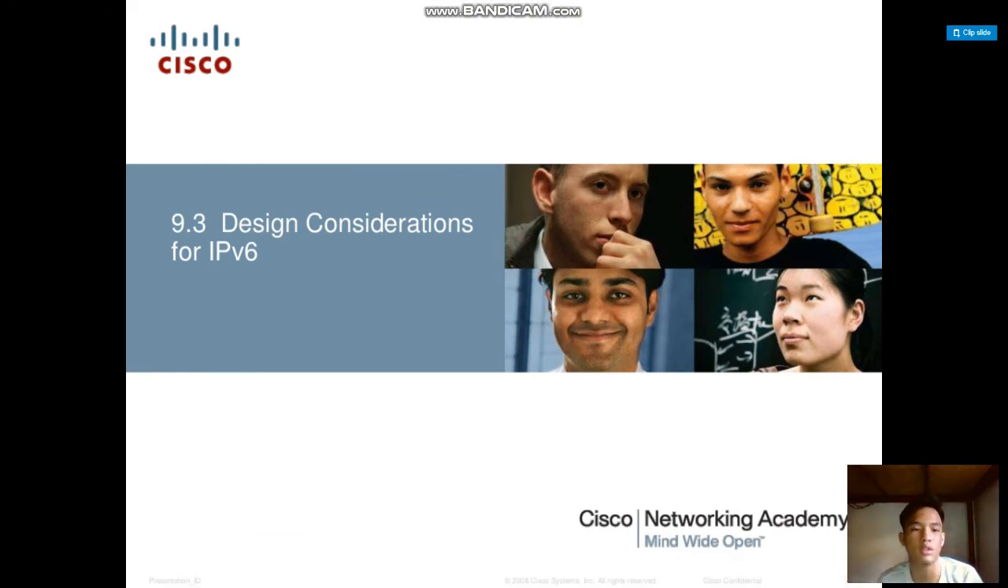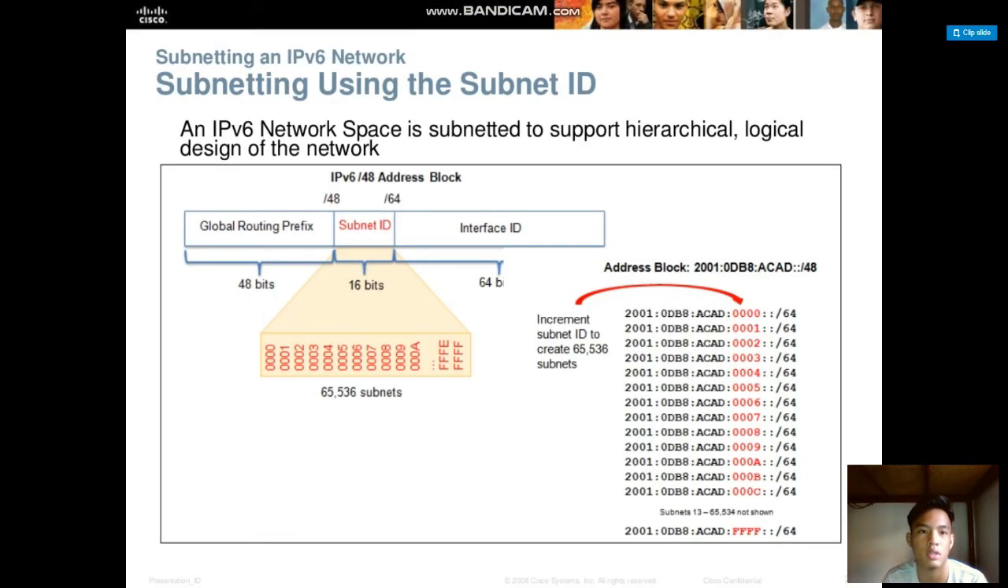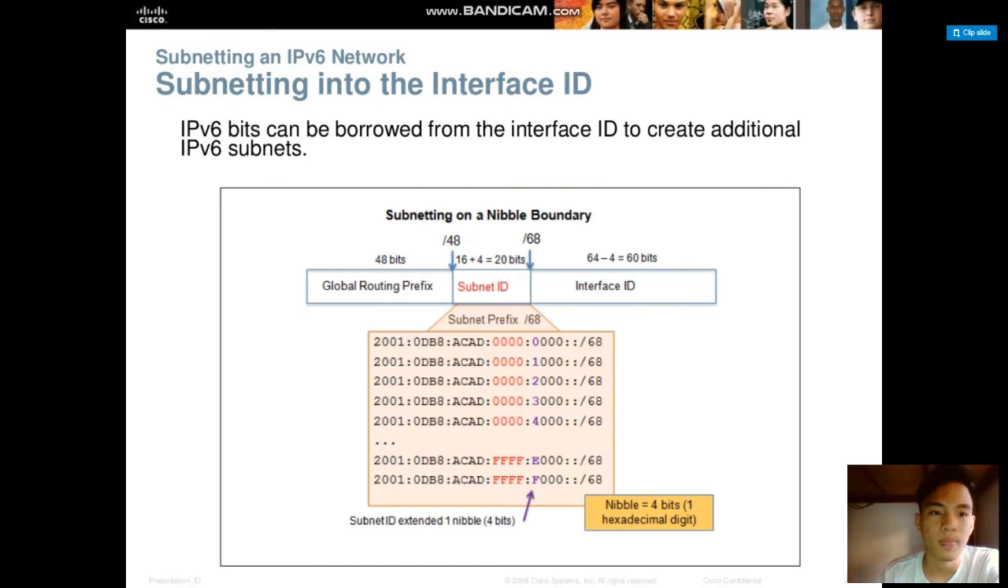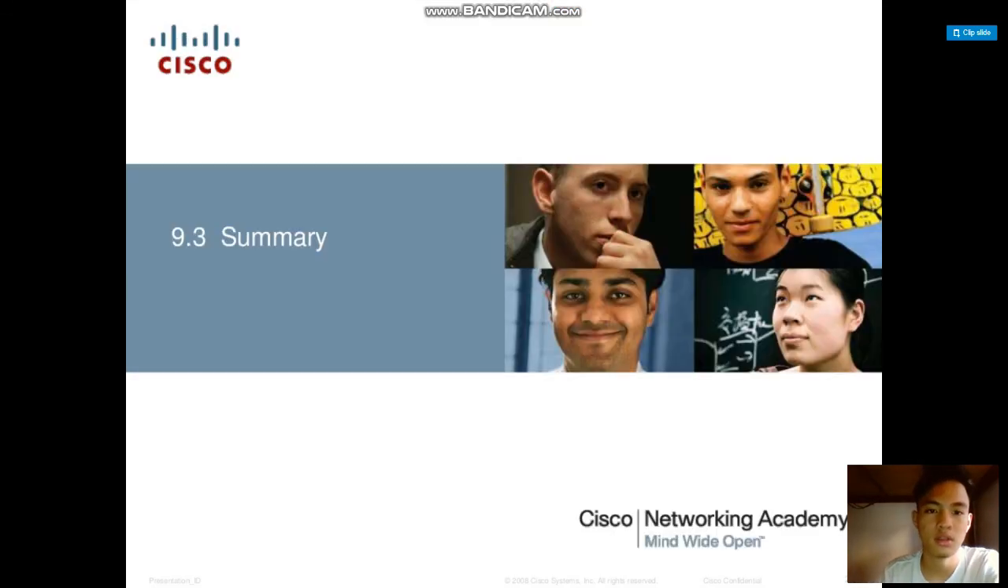Design considerations for IPv6. Subnetting using the subnet ID. An IPv6 network space is subnetted to support a hierarchical logical design of the network. IPv6 subnet allocation: use IPv6 subnetting into the interface ID. IPv6 bits can be borrowed from the interface ID to create additional IPv6 subnets.